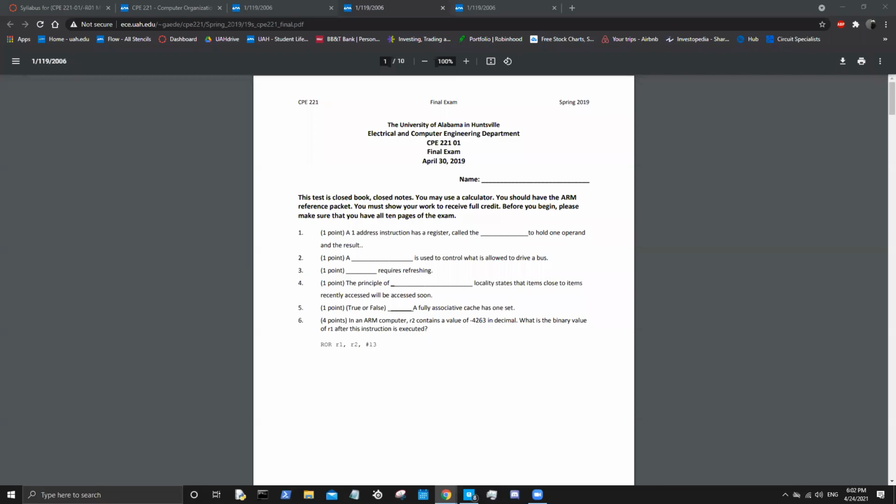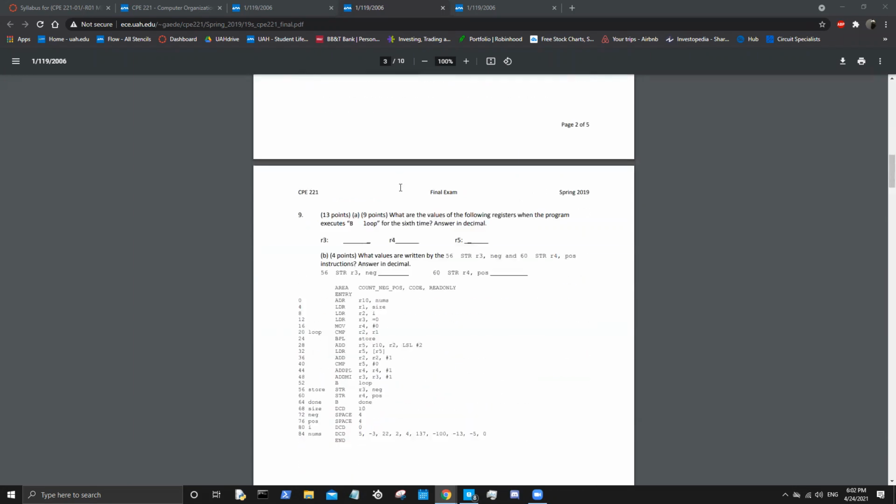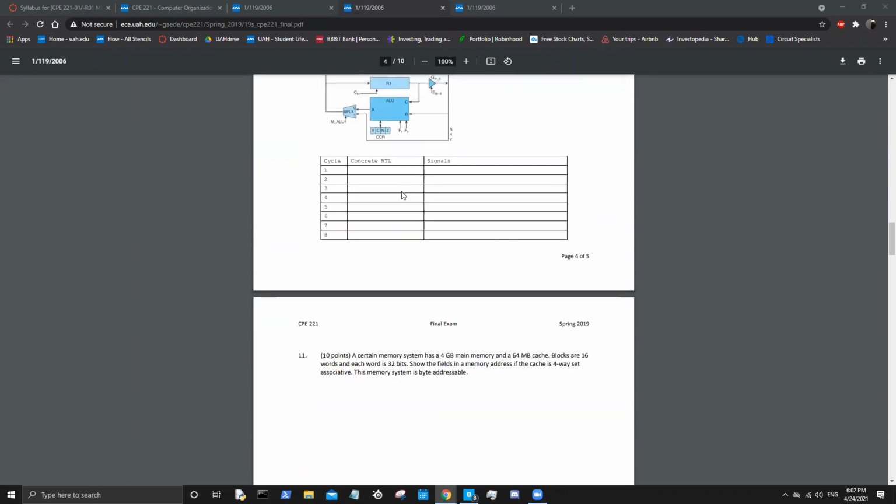There we go. Alrighty then. Let us begin. I got to go down to the right portion because we're starting with cache memory problems.